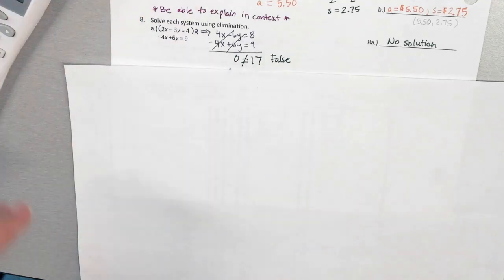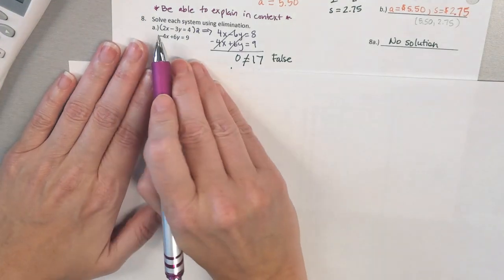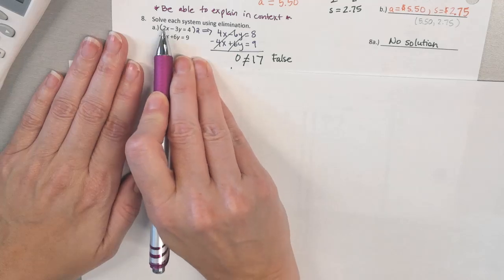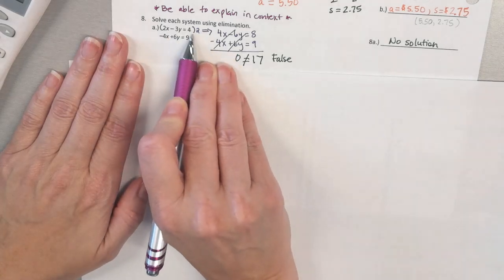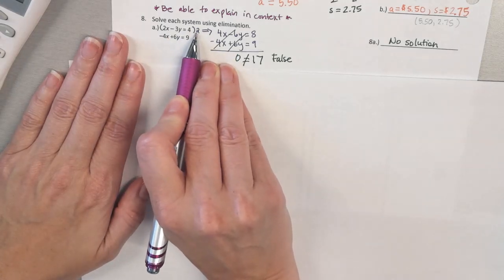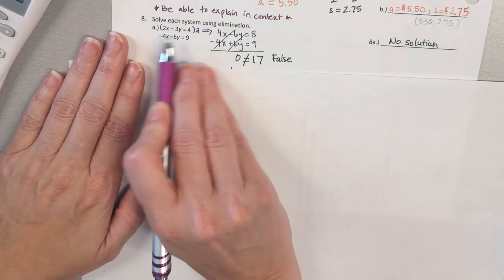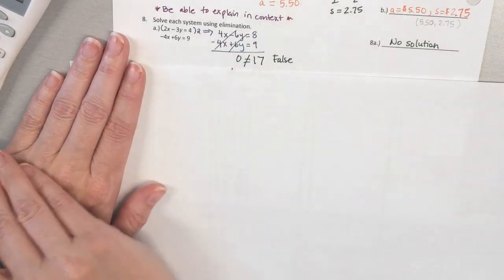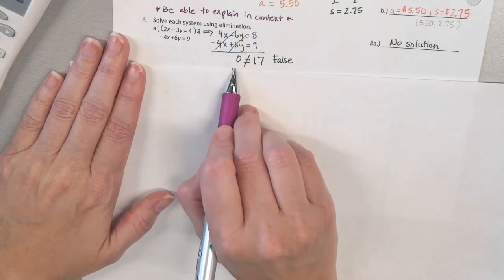So elimination, you want opposites. So if this is 2x, if you make it 4x, those will cancel. Again, I need to see this. You have to make sure that you show your work. So you're multiplying everything by 2, then you can add straight down.